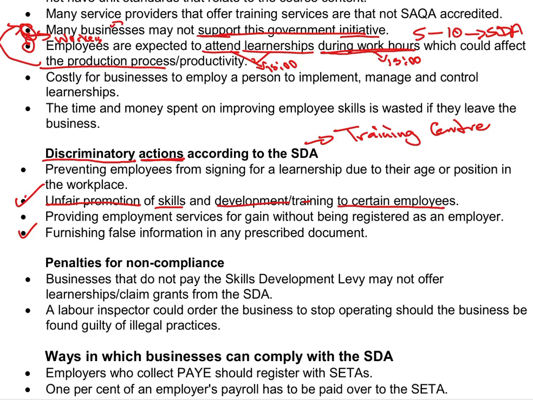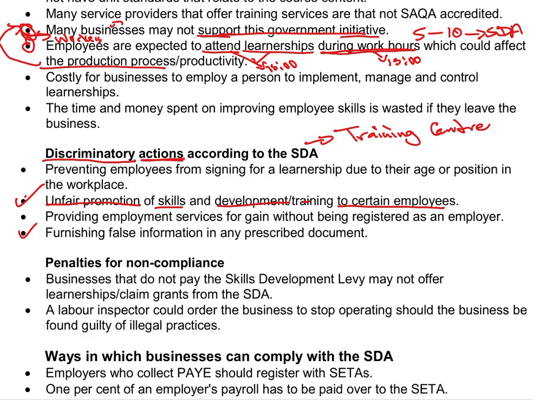So I said, when they are saying unfair promotion of skills and development training to certain employees, they are simply saying that I want us to break discriminatory actions under the Skills Development Act. So they mean giving training opportunities to only some employees based on things like race, gender, age, job level.